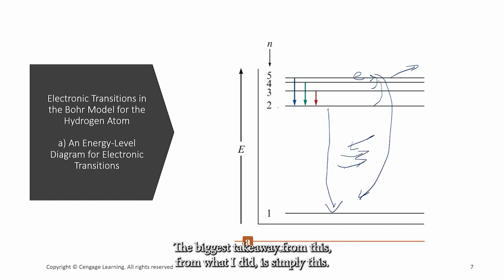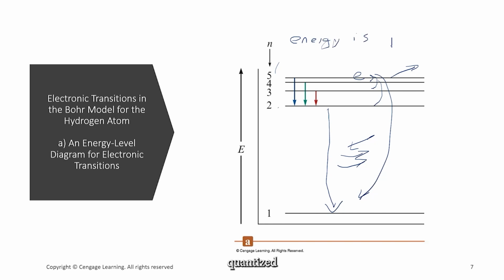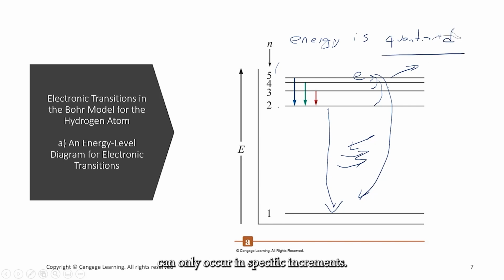The biggest takeaway from what Bohr did is simply this. Because only certain lights are shown when electrons drop down, it must mean there are only certain energy levels in an atom. And that was really, really huge, because it meant that energy is quantized. So this idea that energy is quantized means that energy can only occur in specific increments. And that's one of the things we're going to camp on.